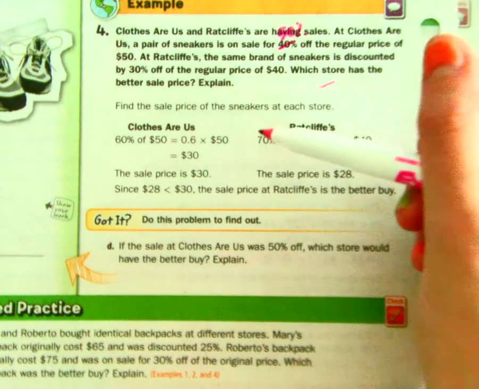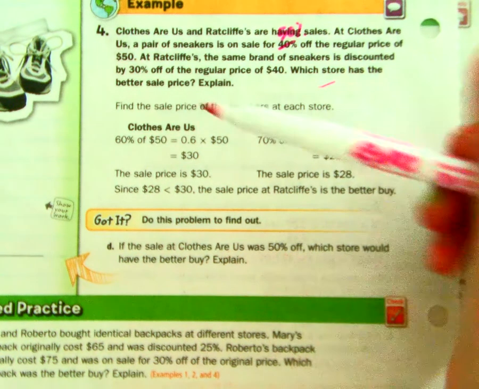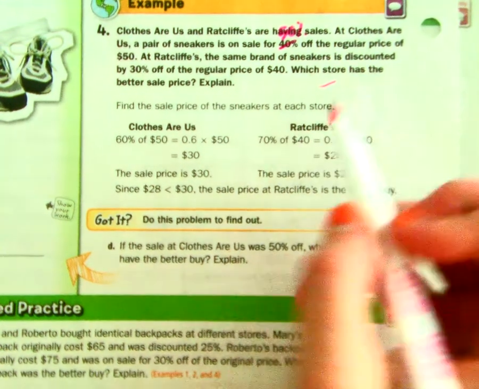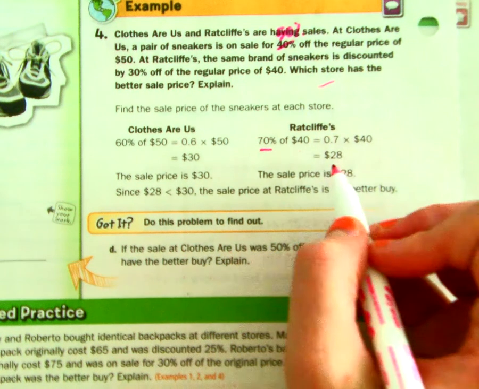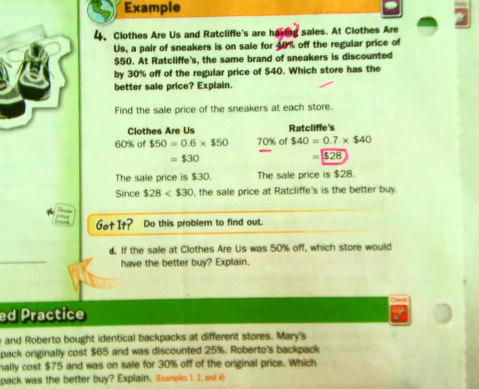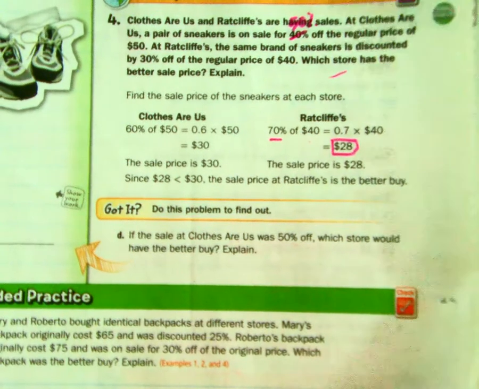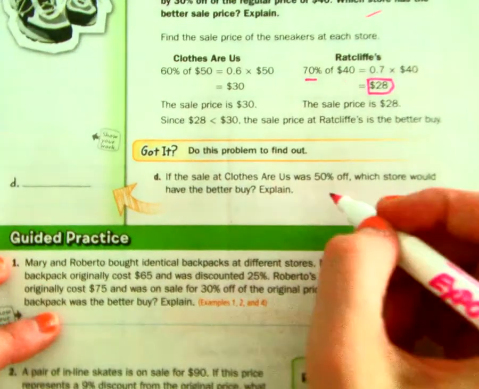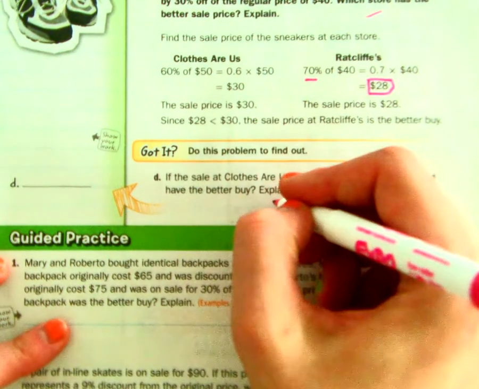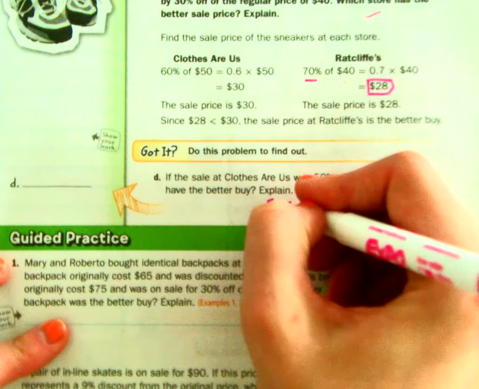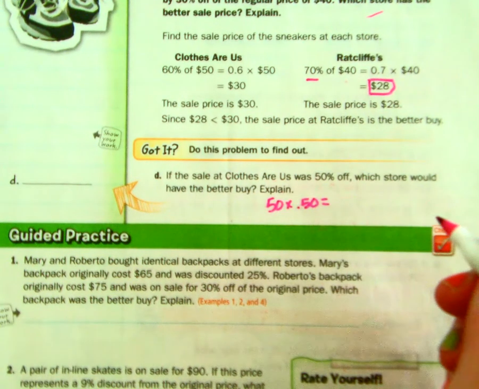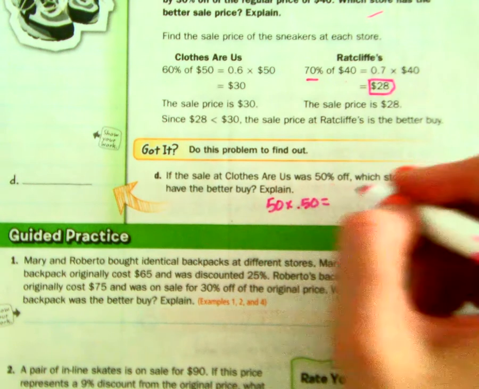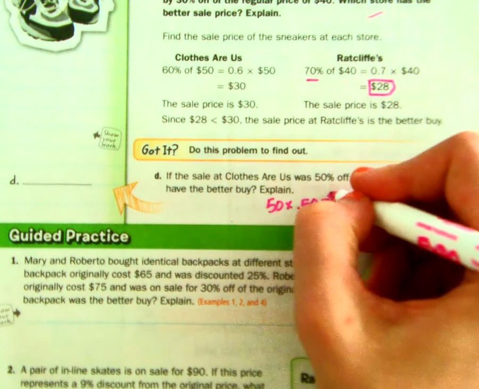So they figured out Radcliffe's for us. Again, it was 30% off, so we're only paying 70% of our $40. We change our percent to a decimal. So at Radcliffe's, it costs $28. So for us, ours started at $50, and we are going to do 50% off. So we take 50 times 50%. Again, we're only paying for 50% of it. We take 50 times 50%, we would get $25.